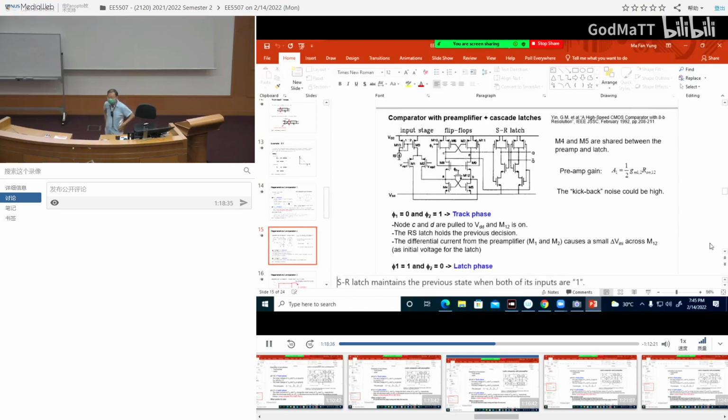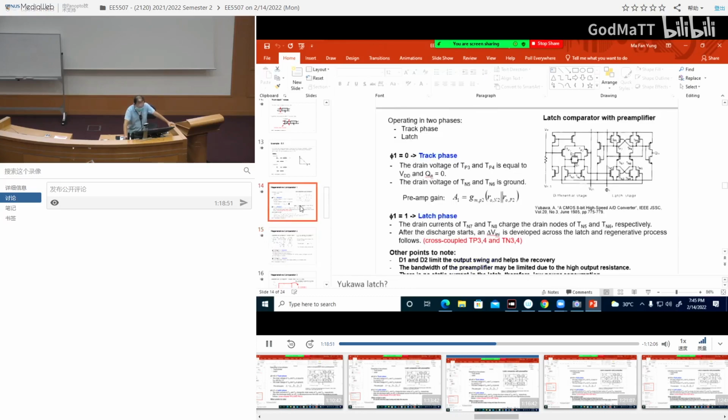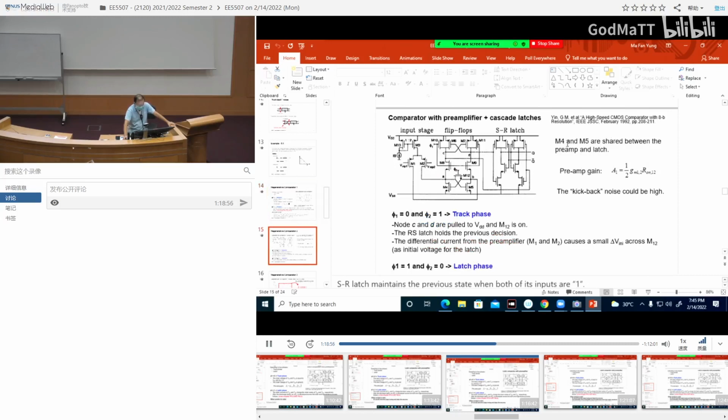Any question before I continue? If not, let's go on to the second circuit, taken from this paper by Yin. The first paper was when? 1985. Then 7 years later, this author Yin published a high-speed CMOS comparator with AB resolution. And this is the circuit.